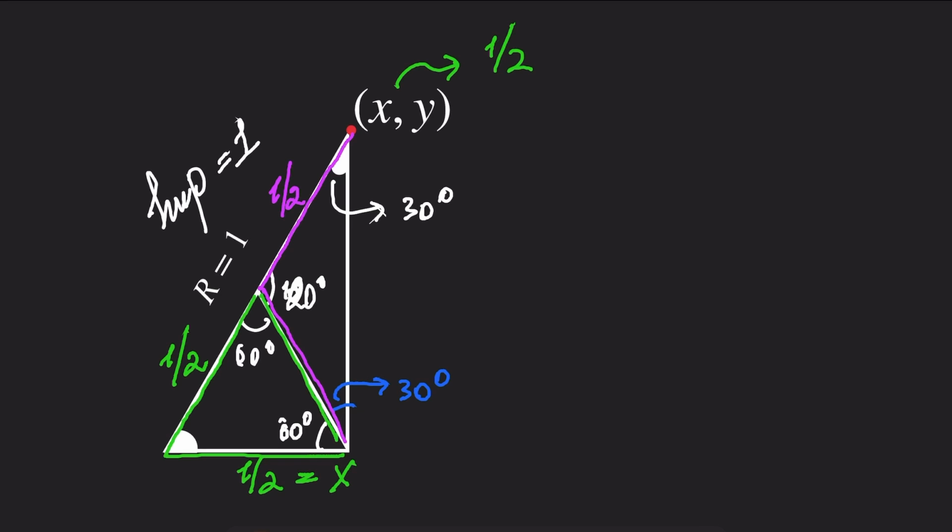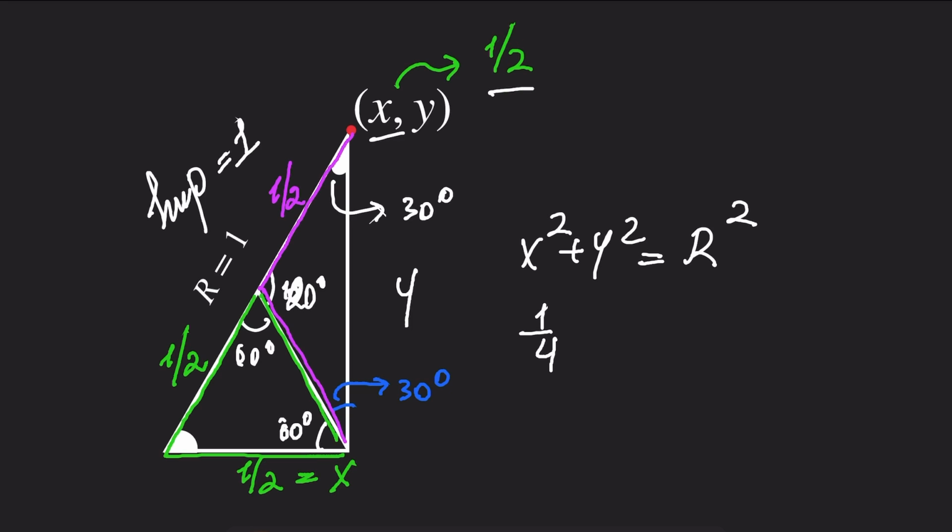So which basically tells me that x squared plus y squared, so this is the y side squared, is equal to the radius or the hypotenuse squared. So I'm just going to put the values here. x squared is 1 over 4, right? Because x is equal to 1 over 2, plus y squared, because I don't have y squared yet. The radius squared is going to be equal to simply 1.